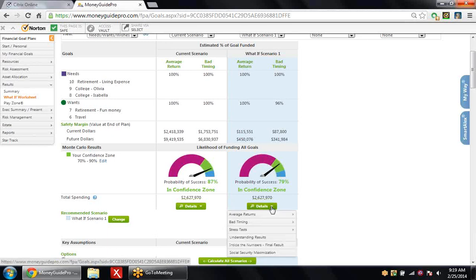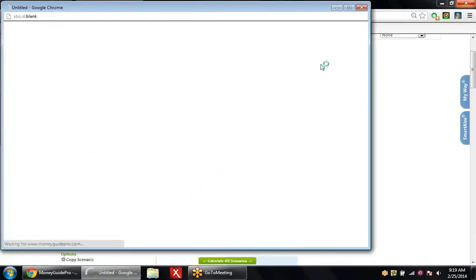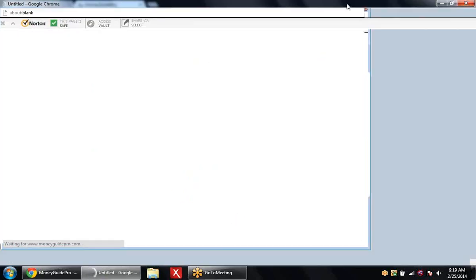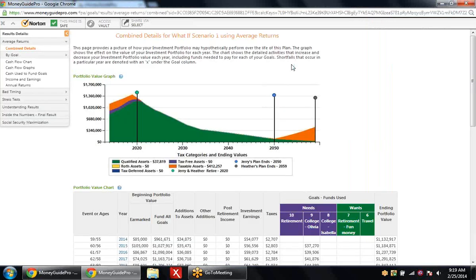I like to start by looking at the plan details under the What If. You can look either under average returns, by goal, or with combined details. Either one is very useful. I'll start with combined details. And when I go to the combined details, I'm going to see every goal in your financial plan and go through what all this means.